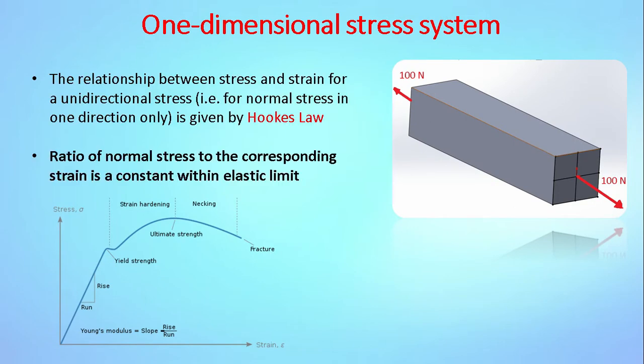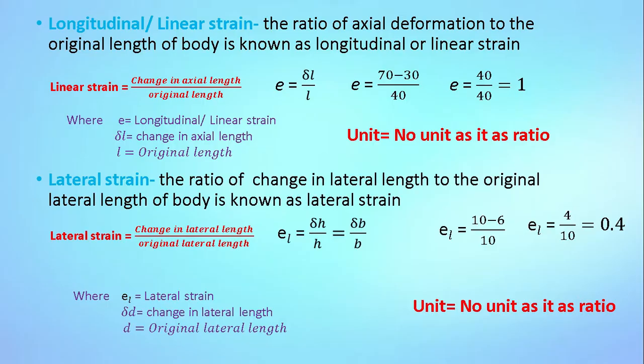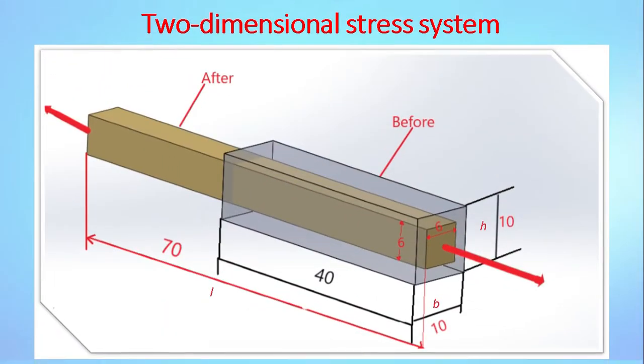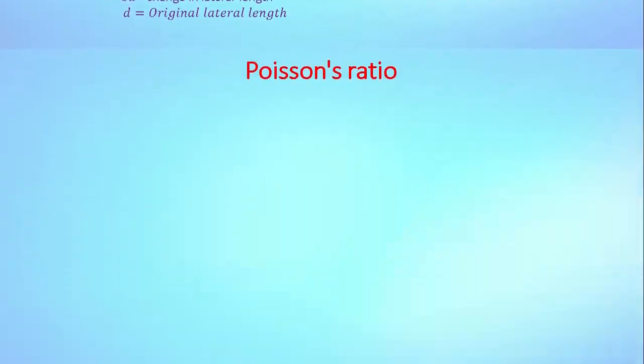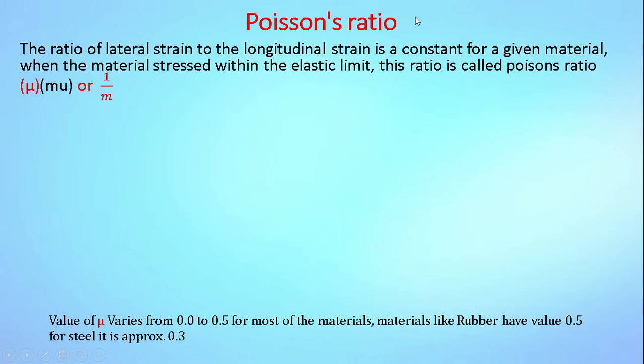one-dimensional stress system, then two-dimensional stress system, longitudinal strain, linear strain, and Hooke's law. So in this slide we will see this Poisson's ratio.